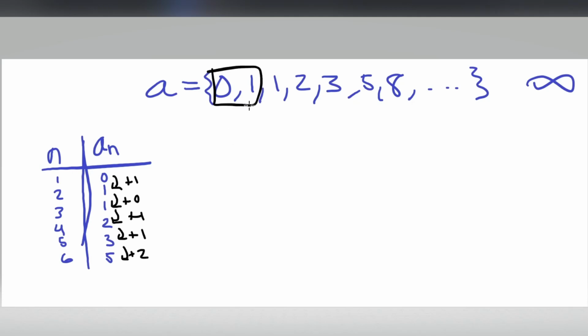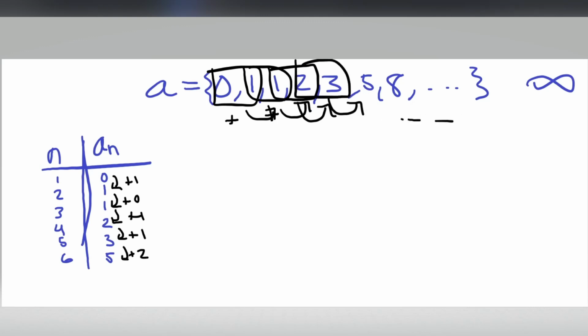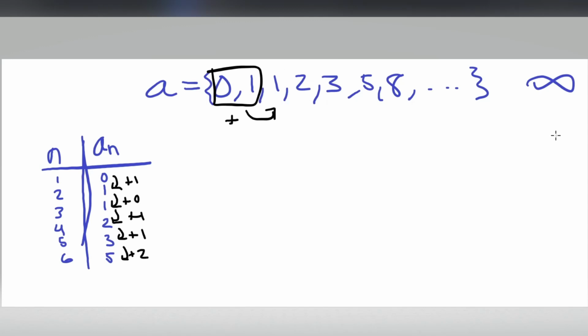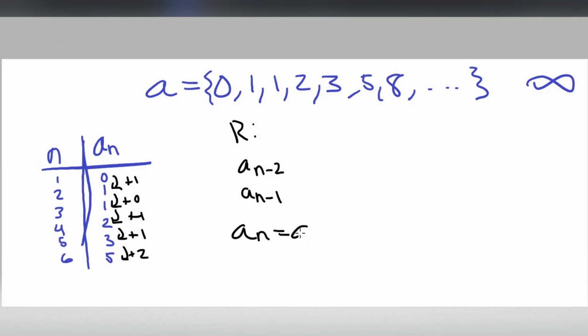So you know that the previous two terms always add together to give you the next term. 1 plus 1 gives you 2. 2 plus 1 gives you 3. 2 plus 3 gives you 5, and so on. So now we can write a recursive equation for this. A term 2 before our current one would be a n minus 2, and 1 before would be a n minus 1. So our pattern would be a of n equals a n minus 2 plus a n minus 1.